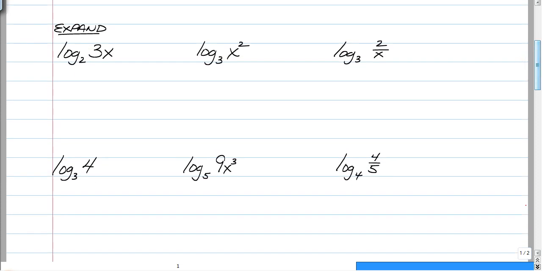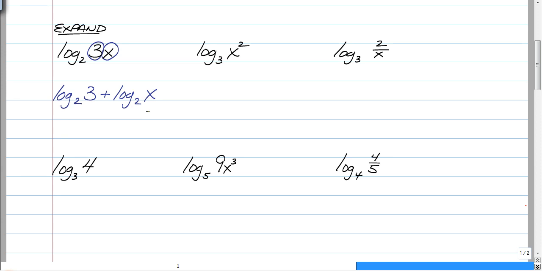So, how are we going to expand these pieces? Well, this is a pretty good skill to have by practicing over and over. How many different terms do you have? Well, you have a 3 and you have an x. So this is going to be a log base 2 of the first term plus log base 2 of the second term. That's how you expand.